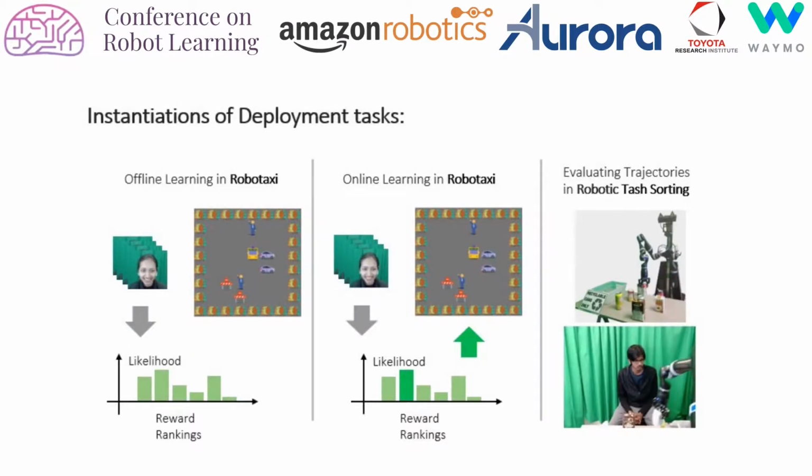We instantiate EMPATHIC with 3 different deployment tasks to evaluate our learned mappings from the first stage, including 2 in the Robotaxi domain and 1 in a robotic sorting task. We will show some results in the robotic task in the rest of this video. Detailed results of all 3 tasks can be found in the paper.